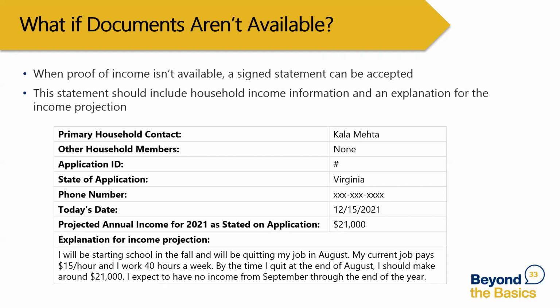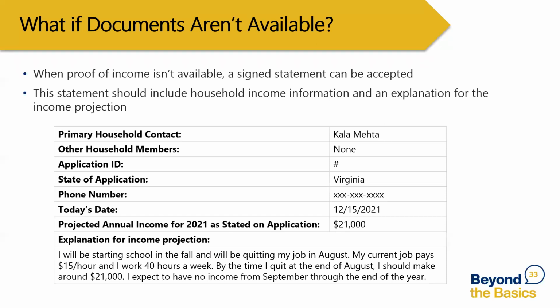And I can't emphasize this enough: this doesn't have to be your last resort. A signed statement is absolutely fine. It's a great way to resolve an income DMI. The statement needs to include household income information and an explanation for the income projection.